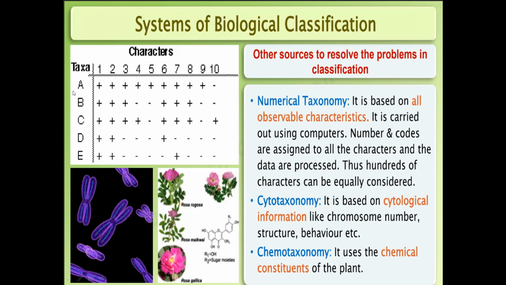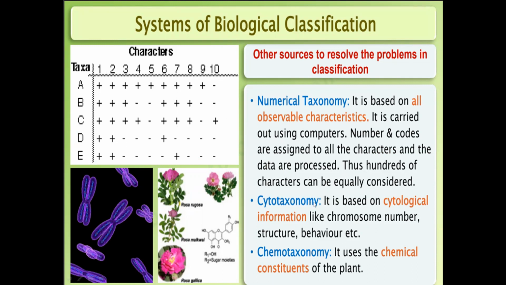Like, on one side they will write the taxa name. Taxa is like, say, Solanaceae, Malvaceae. They will categorize them. And here the characters are written. If a character is present, they will put a plus. If not present, they will put a minus. Based on the larger number of characters, they will classify it.